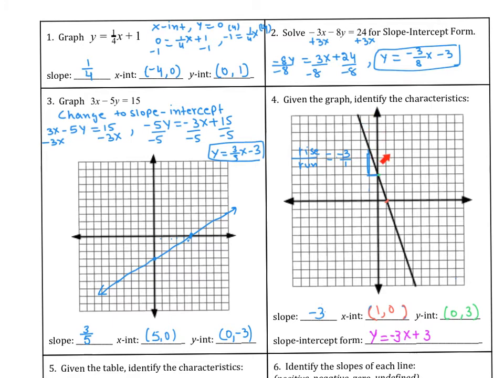But it's a negative slope, which means that it's falling from left to right. So the slope is going to be negative, so it's negative 3. The x-intercept is the point where the graph cuts the x-axis, that is 1 comma 0. The y-intercept is the point where the graph cuts the y-axis, so it's going to be 0 comma 3. To write the slope-intercept form, you need a slope and y-intercept, so it's going to be negative 3x plus 3. So it is y equals mx plus b.